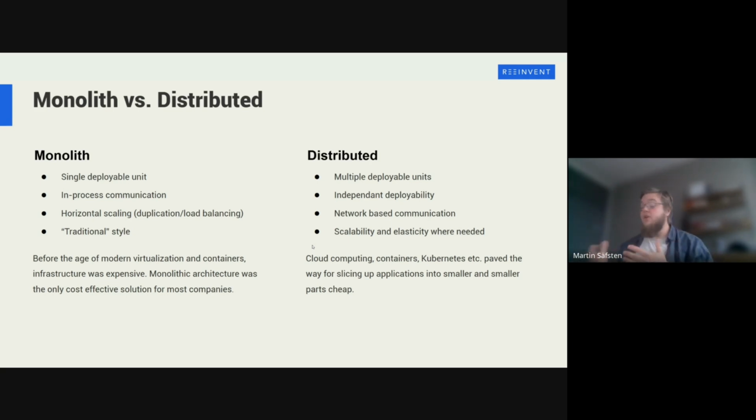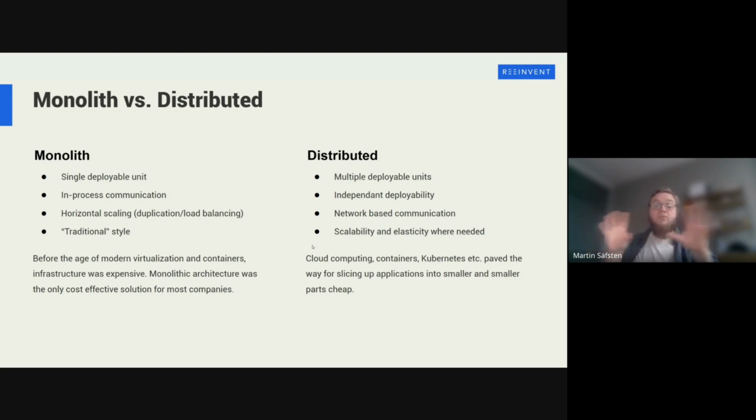So distributed architecture has multiple deployable units, compared to the single deployable unit. You should be able to update one thing, and it should not create downtime or affect anything else in the system. So independent deployability means that you don't break stuff. You don't have to take down the whole system just to update one part. You have that flexibility.